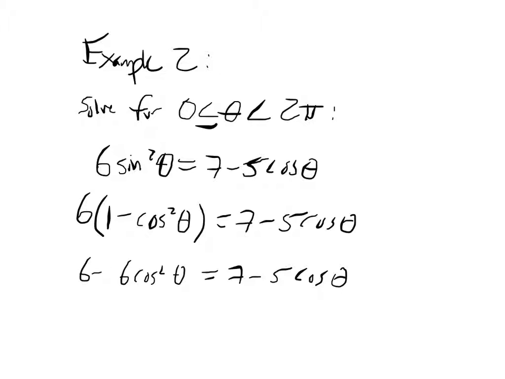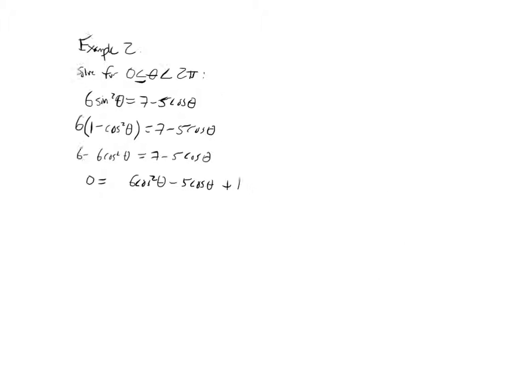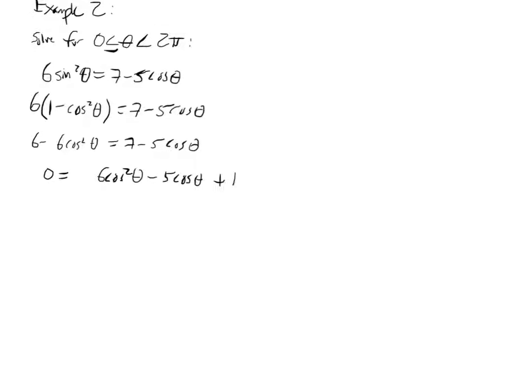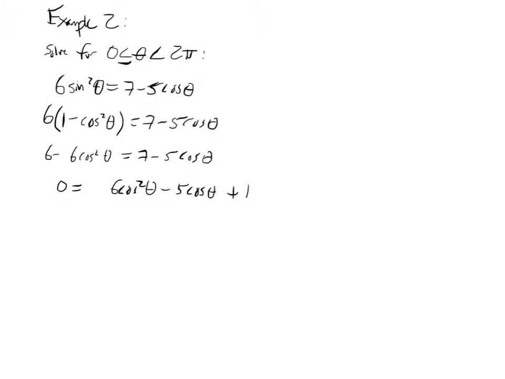So I'm looking then at 0 equals 6 cosine squared theta, moving that over to the right. If I move the 6 over, that's going to give me a plus 1, and then I'm looking at a minus 5 cosine theta. So now I've got a quadratic expression in theta, and then I can go ahead and factor.